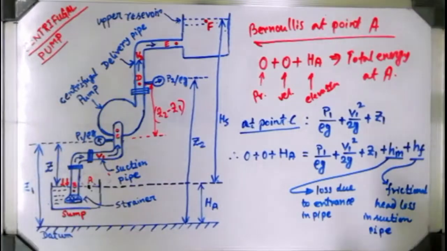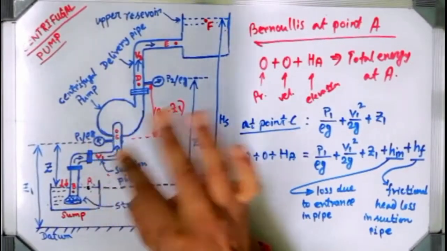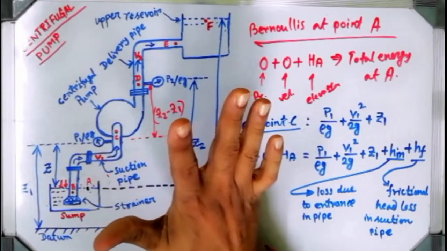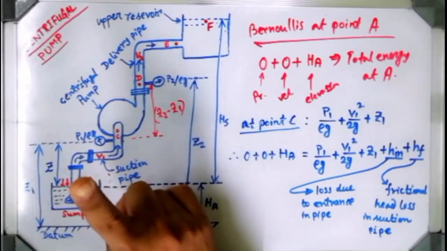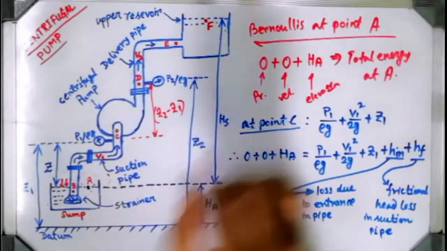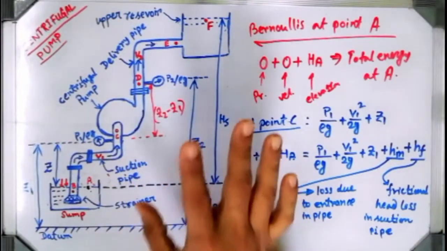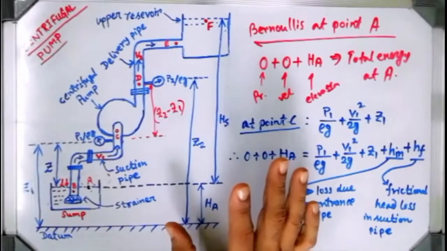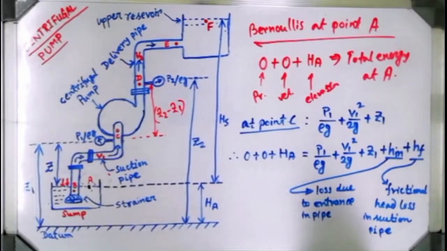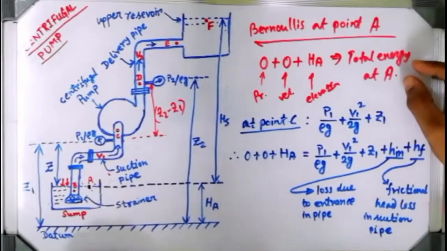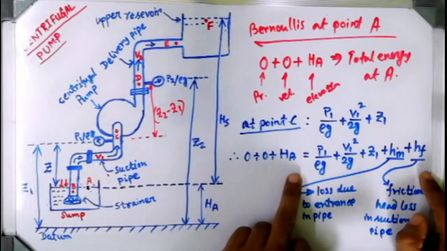You can consider for this particular system any 2 points, energy will remain conserved. If we consider this total system like a single system, then for any 2 points you can apply Bernoulli's theorem. I will also, according to your point, apply Bernoulli's theorem. Just try to proceed with me, it will be clear. So if we equalize the total energy at point A and at point C, then I will get this expression.